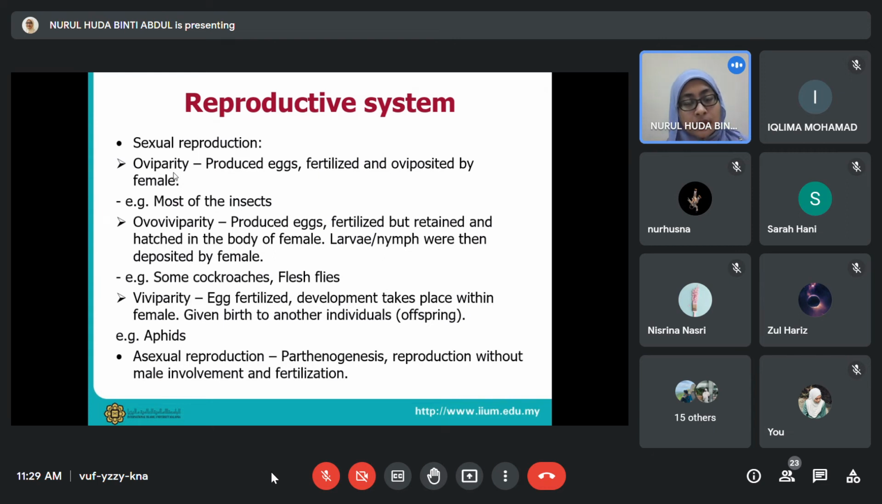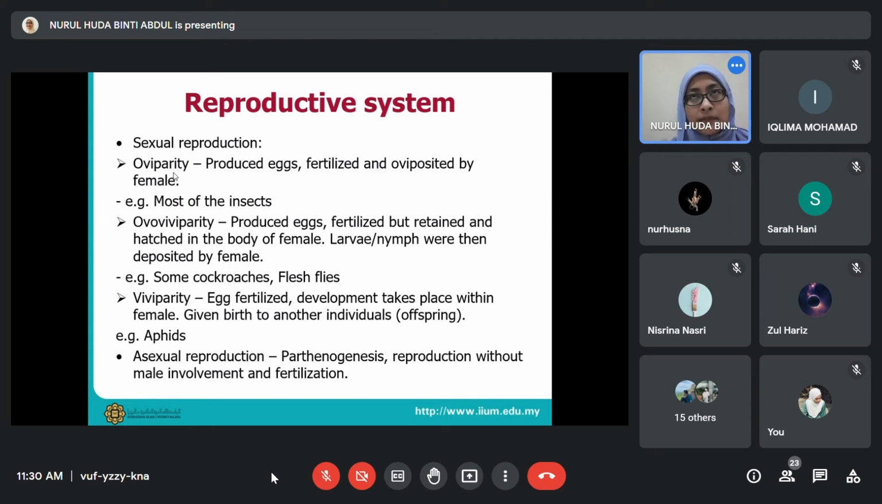And then for ovoviviparity, now it's kind of a different story, okay? They produce eggs, meaning unfertilized egg, and then mate, fertilize the eggs. But the eggs that fertilized tadi, it was retained in the body of female until it hatch inside. So you can imagine sekarang fertilized eggs is actually inside the female body, and then sampai masa dia akan hatch.